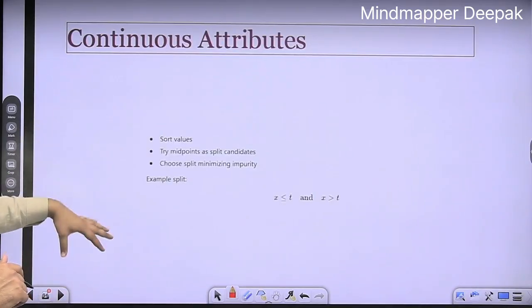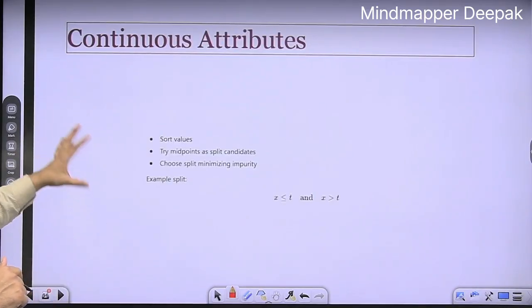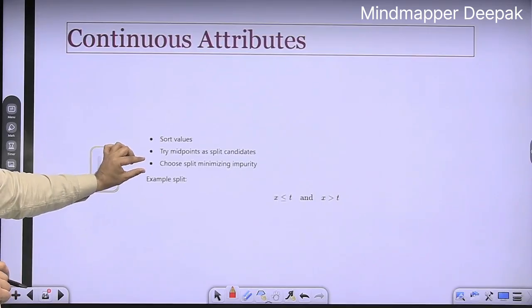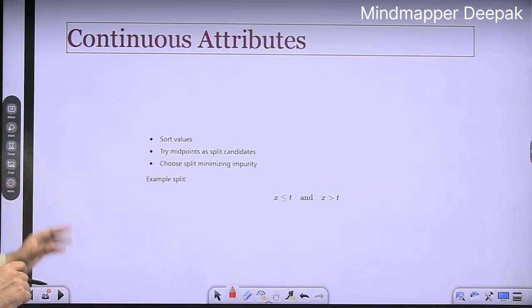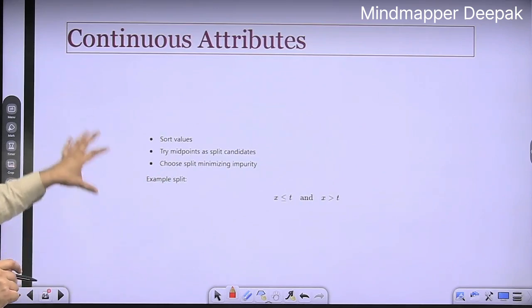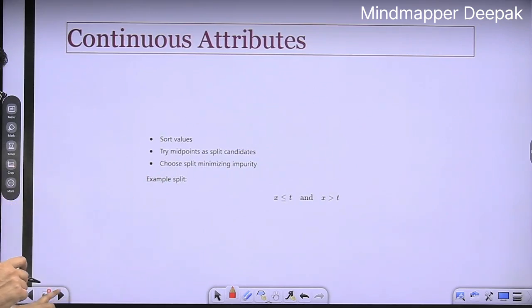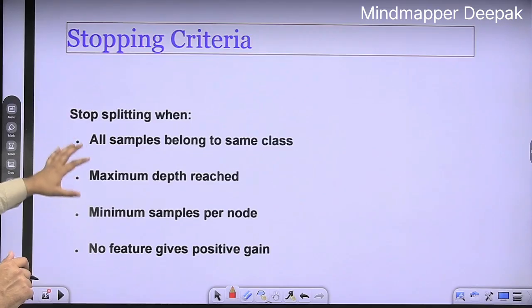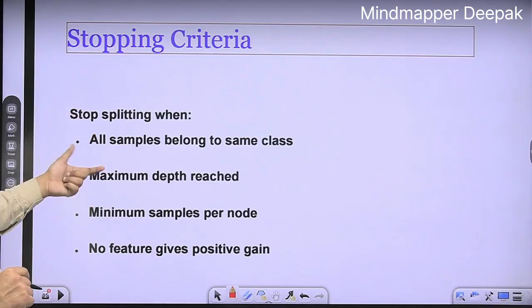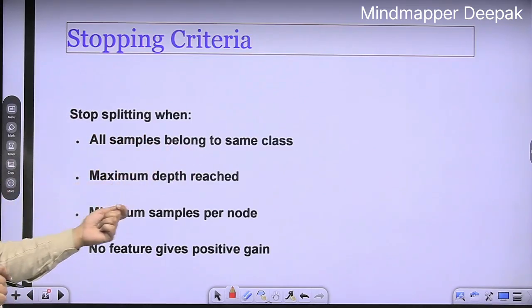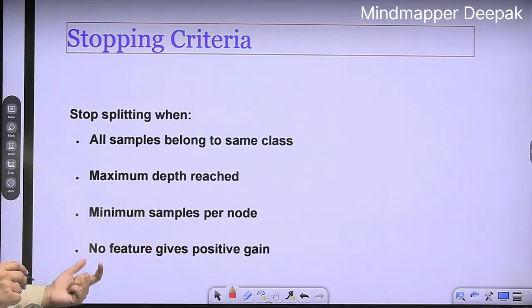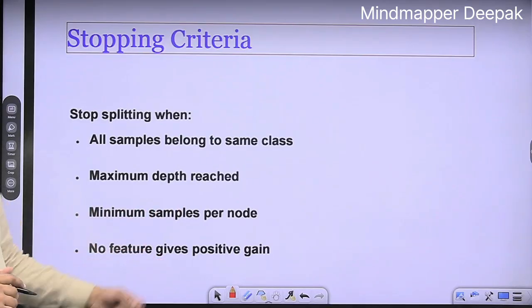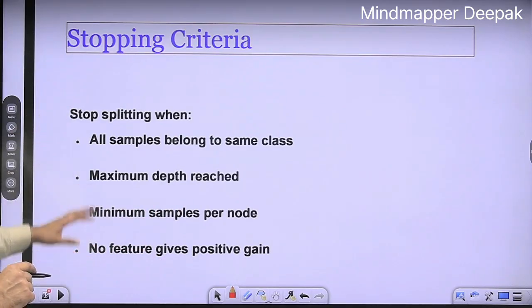Now, continuous attributes, we have certain things we can study. Sort the values you have, try midpoints as split candidates and choose the split minimizing impurity. This is known as handling a continuous attribute. Now, stopping criteria, what are the stopping criteria in this decision tree? That is, all samples become the same class, or maximum depth is reached, that time you can stop that particular decision tree. Or minimum samples per node is reached, or no feature gives a positive gain, then you can stop the splitting there.